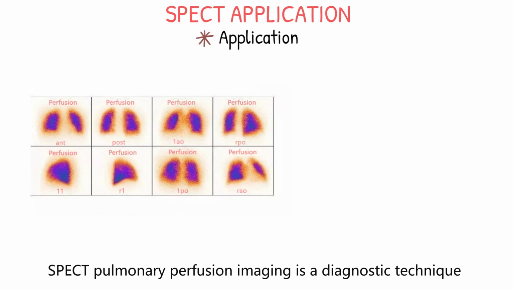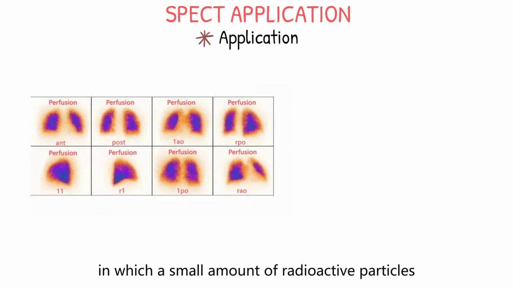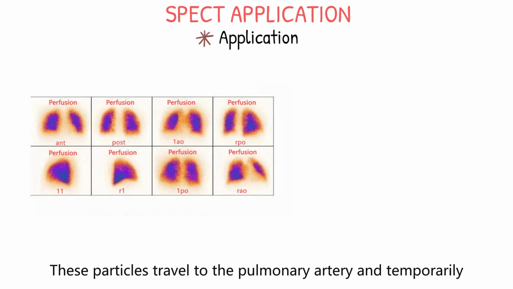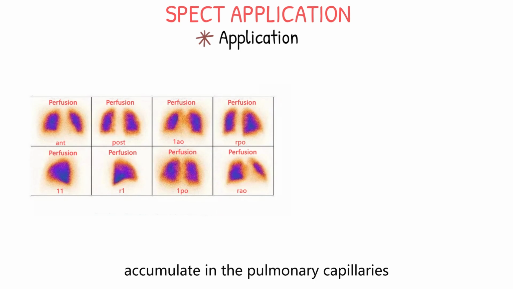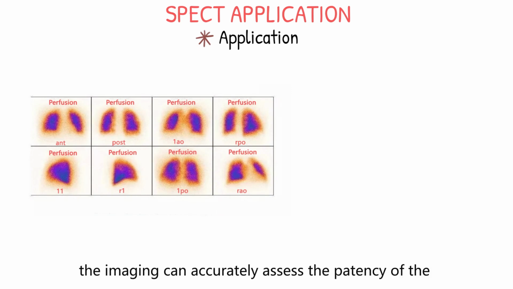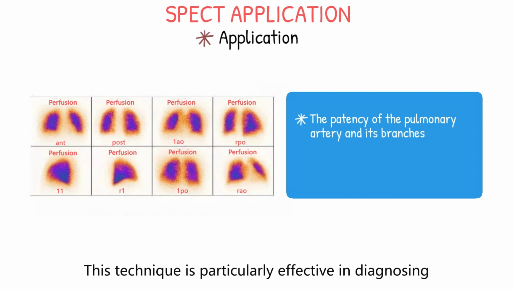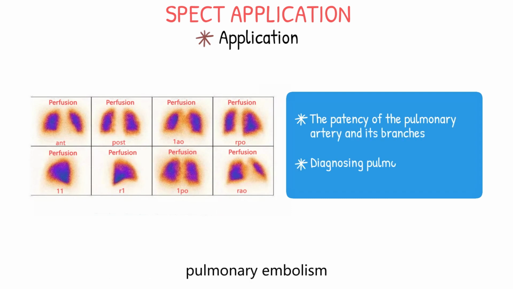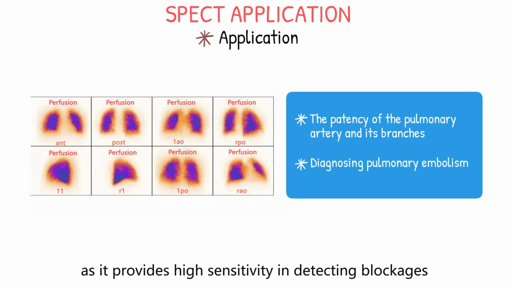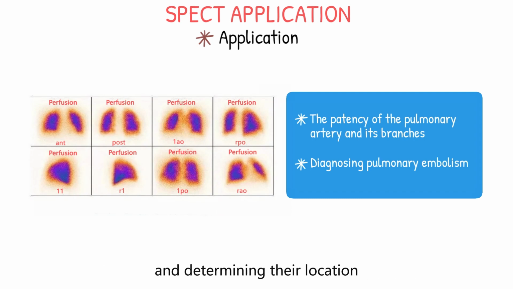SPECT pulmonary perfusion imaging is a diagnostic technique in which a small amount of radioactive particles is injected into the bloodstream. These particles travel to the pulmonary artery and temporarily accumulate in the pulmonary capillaries. By conducting an external scan, the imaging can accurately assess the patency of the pulmonary artery and its branches. This technique is particularly effective in diagnosing pulmonary embolism, as it provides high sensitivity in detecting blockages and determining their location, extent, and severity within the pulmonary circulation.